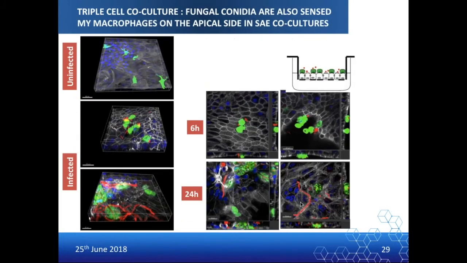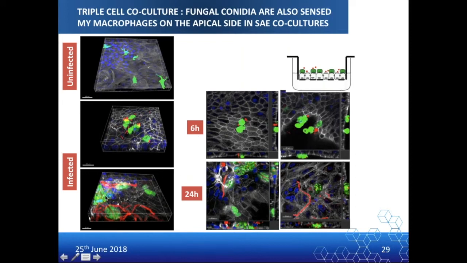In the next step, we added macrophages to the apical side, so to the air side. And then we again infected our tissue with red labeled conidia, which are shown here. After 6 to 24 hours, we again see this aggregation of macrophages on the apical side around the conidia and co-localization of the conidia with the macrophages.